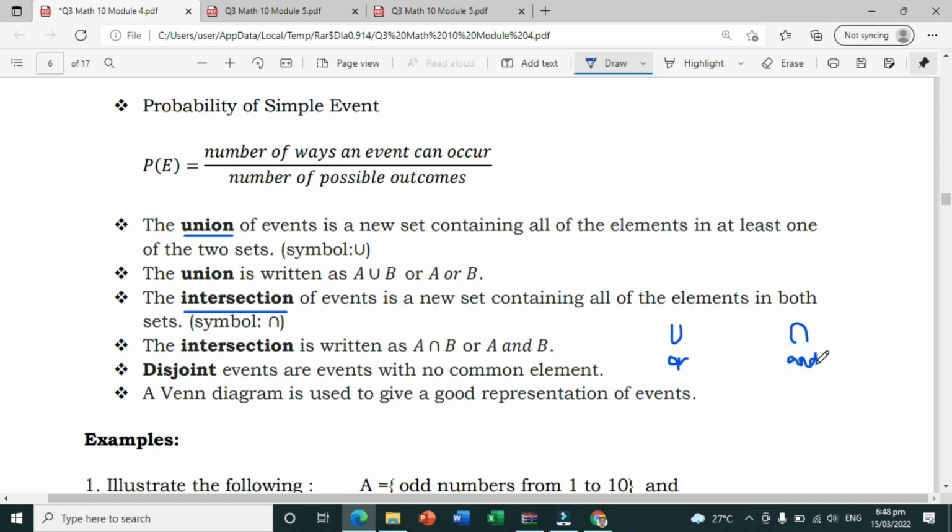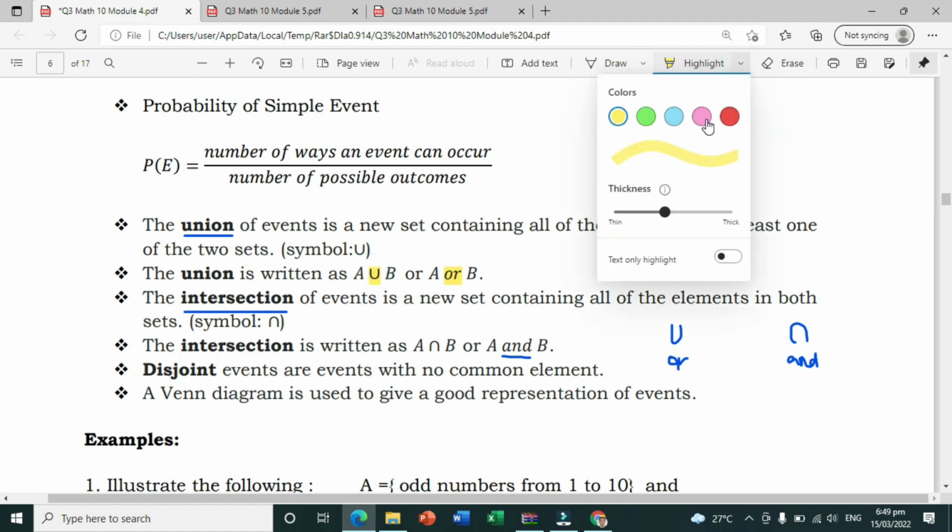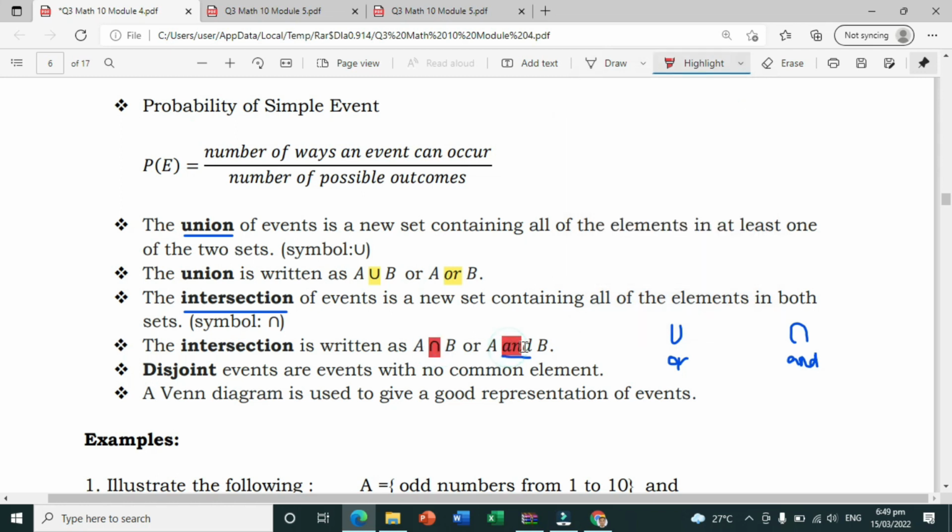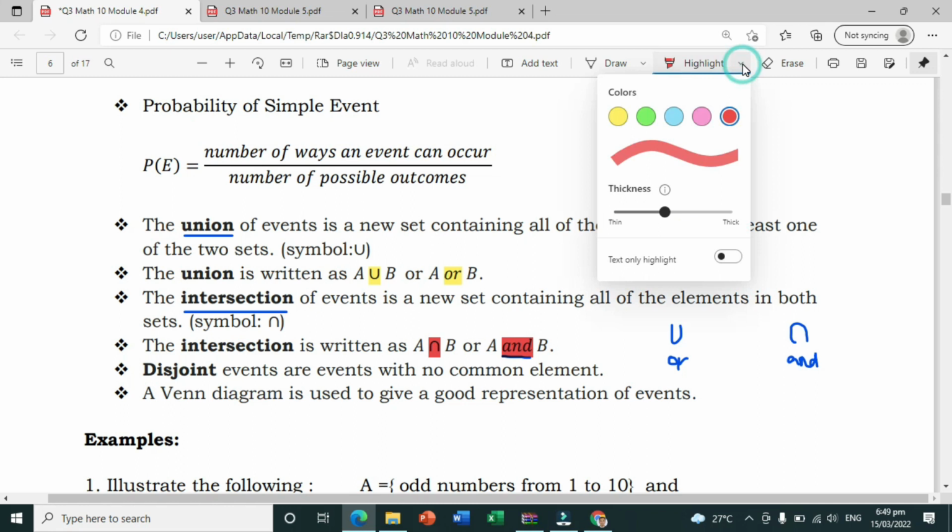Okay, take note of these conjunctions. And I will highlight them. So, here in union, this is the symbol, then OR. Then in intersection, this is the symbol, then AND.